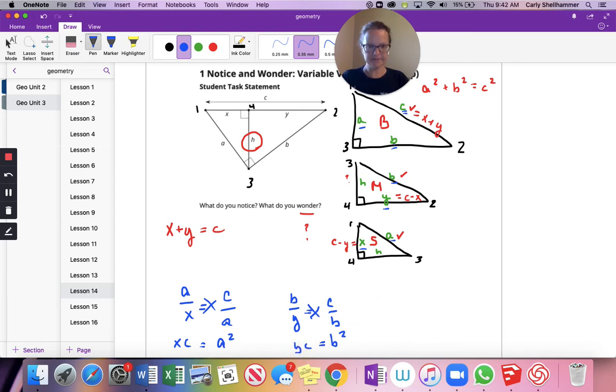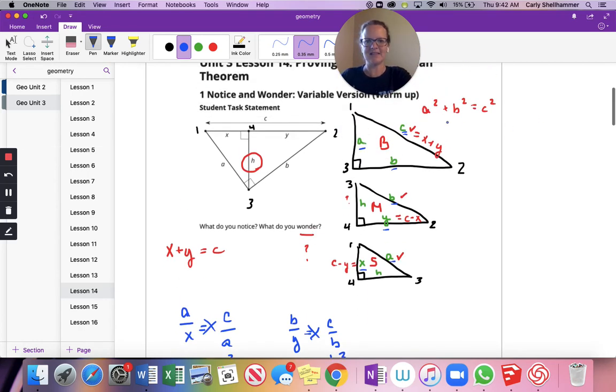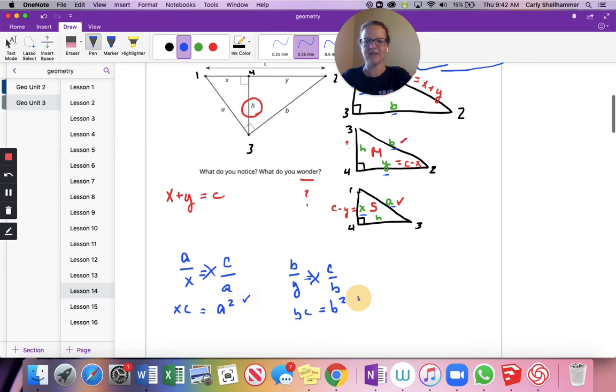Now let's do the last one. So first I did A over X equals C over A. And then I did B over Y equals C over B. Now let's see what else I can do. Ooh. I'm just noticing this. Still noticing and wondering. I have an a squared. I have a b squared. A squared plus b squared equals xc plus yc. That's cool. You see, I just substituted.